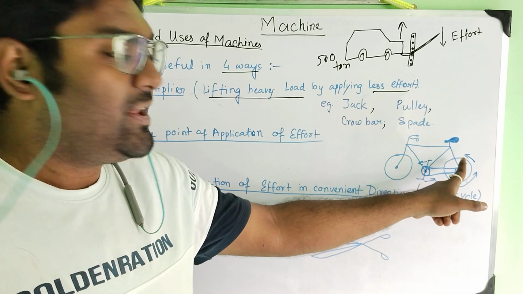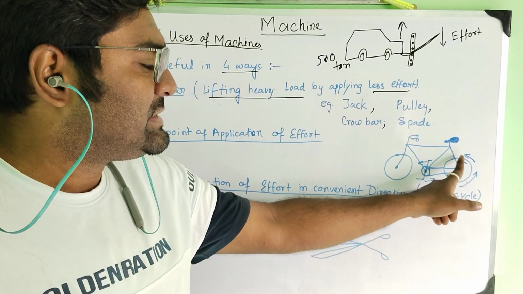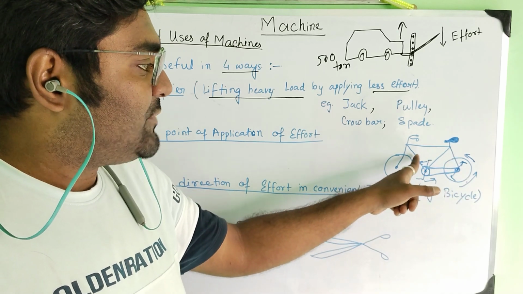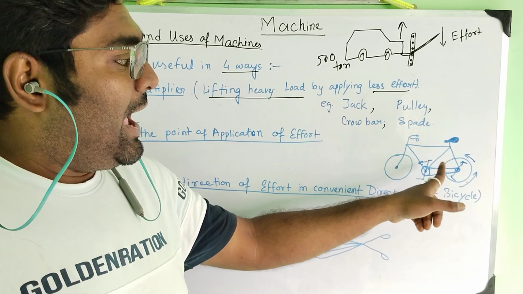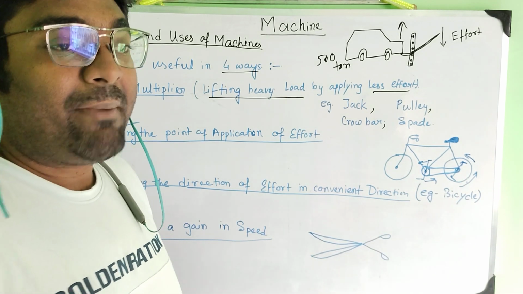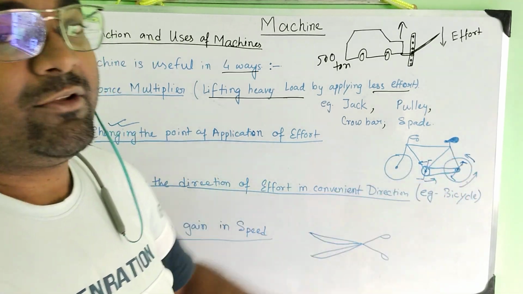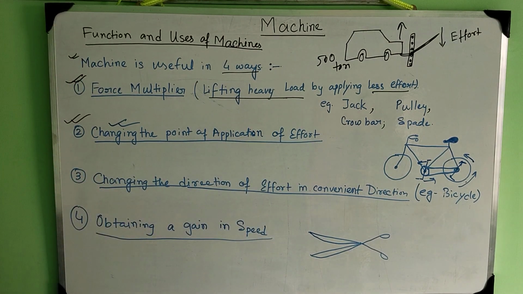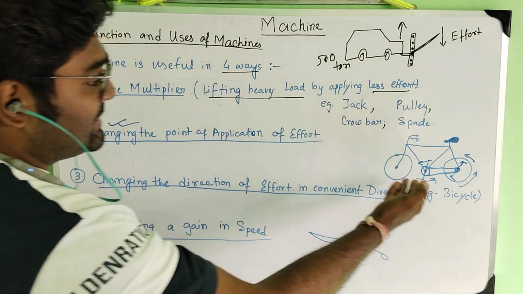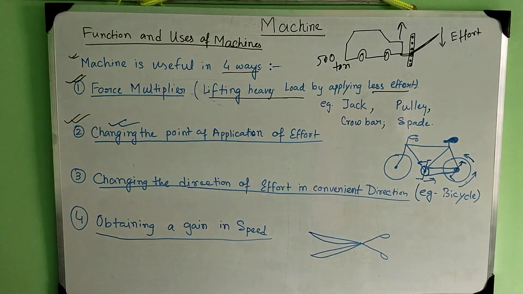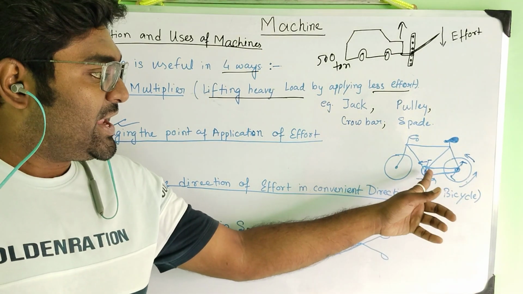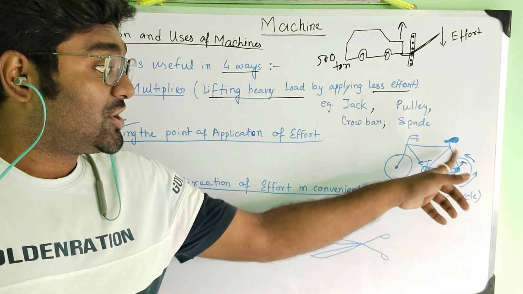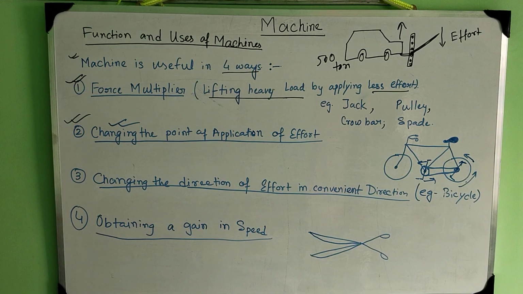It is very much inconvenient for us to paddle if the paddle is at the rear wheel. Now here the paddle is there, and it is very much convenient for us to do the paddle and rotate the rear wheel. Okay. So changing the point of application of the effort is also a function of the machine. That means here the chain and the wheel system is doing the function of the machine. Okay.